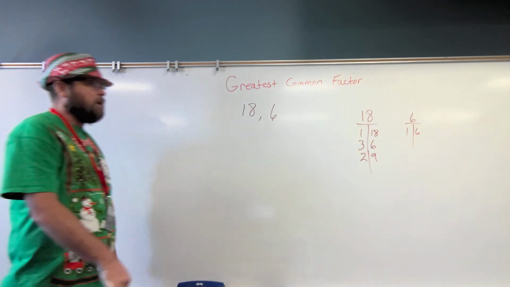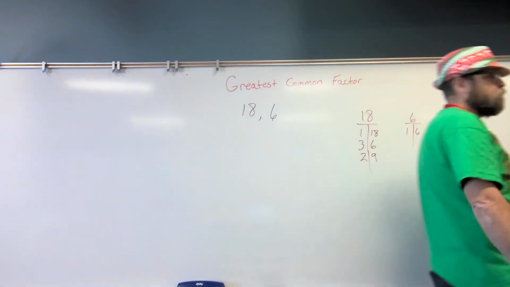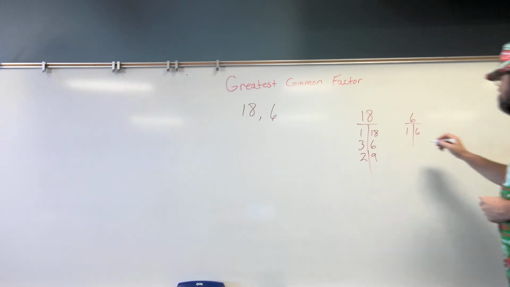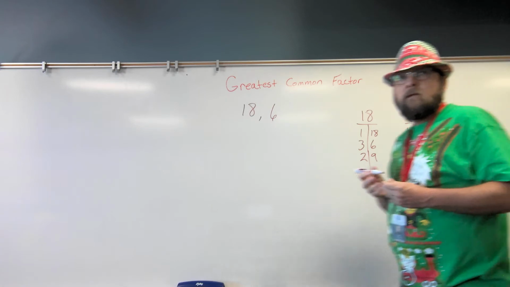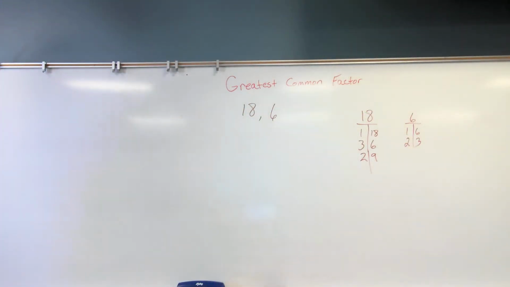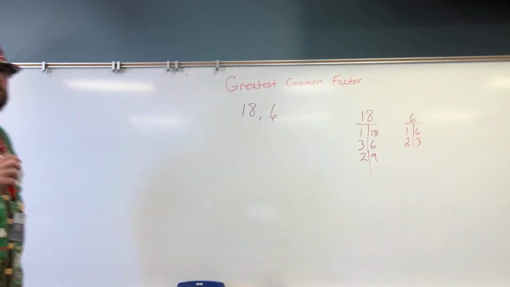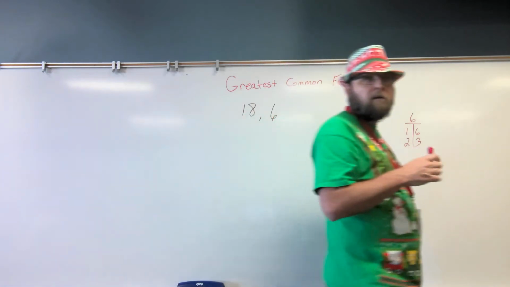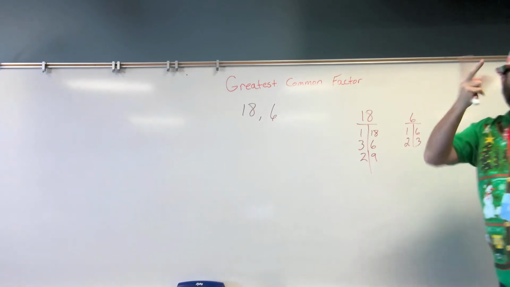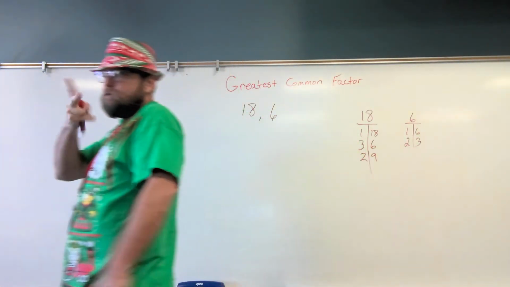Now let's go to 6. Factor pairs for 6. Aiden. 2 and 3. Any other factor pairs for 6? Jaden. Never mind, already said 2 times 3. Good, Aiden. 3 and 2. With that property of multiplication where you can move them around, those are the same. So we're just going to leave it up there once.